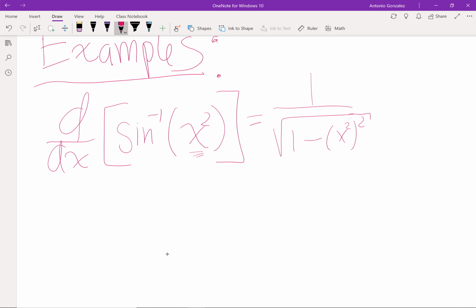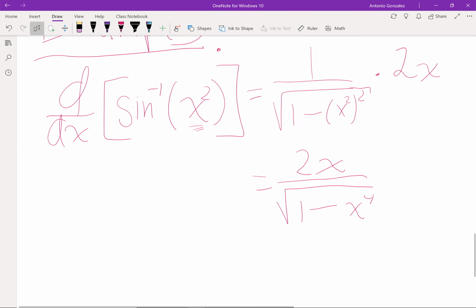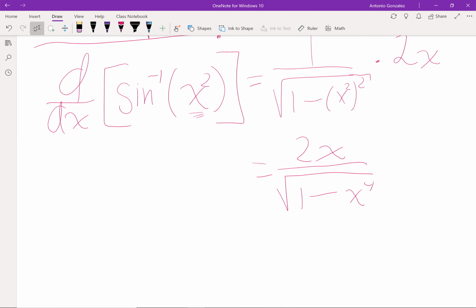Okay, and then from there we multiply, right, chain rule. Now the inner function is x squared, so we multiply by 2x. All right, so we get the derivative here to be 2x over the square root of 1 minus x to the 4th. Okay, so that's how you would use the derivative of an inverse along with the chain rule. All right, let's try another one here.